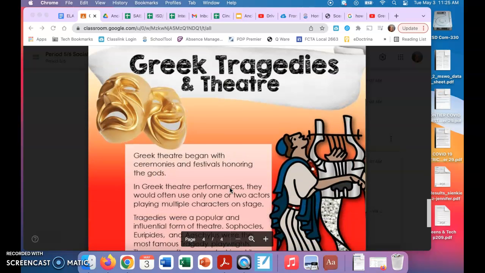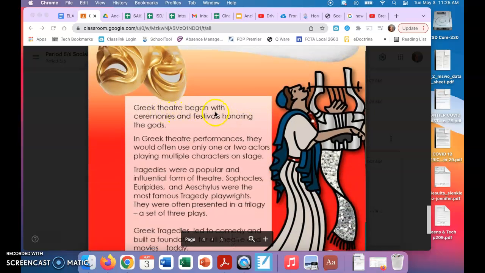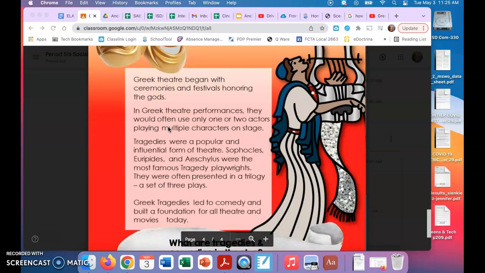Then on the next page, we have Greek tragedies and theater. Greek theater began with ceremonies and festivals honoring the gods. In Greek theater performances, they would often use only one or two actors playing multiple characters on stage.